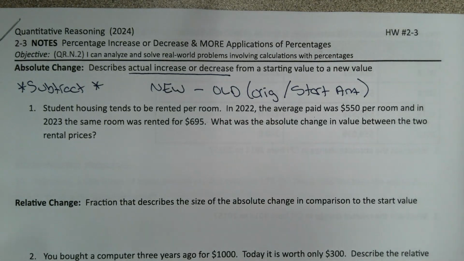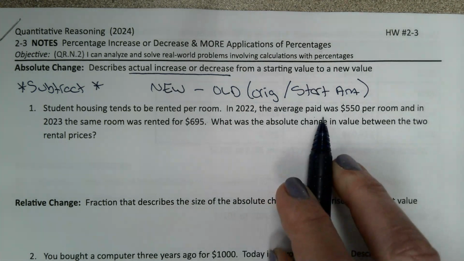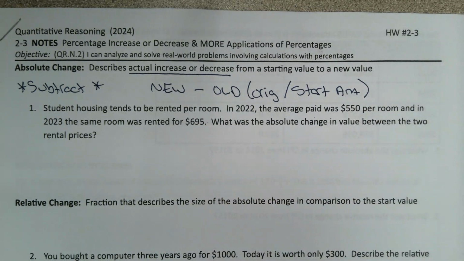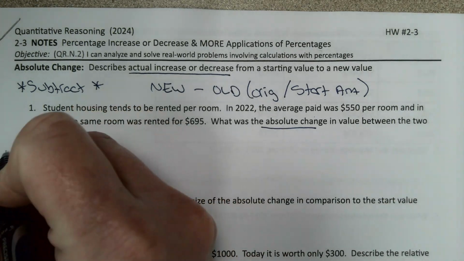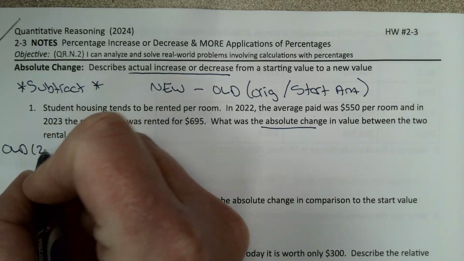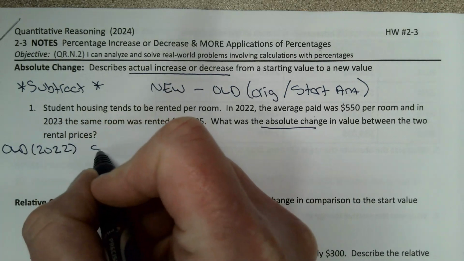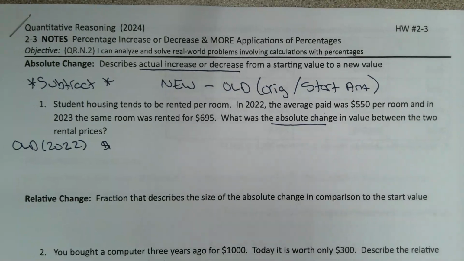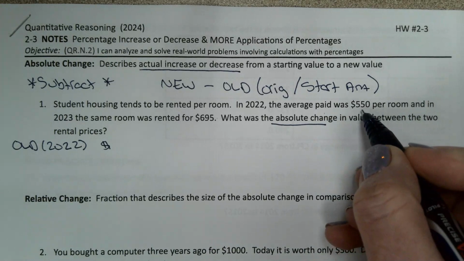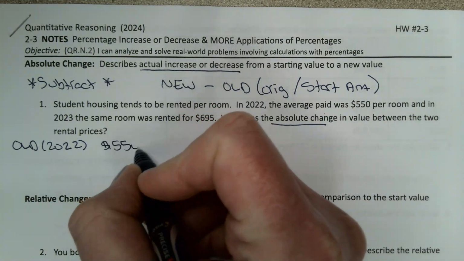Student housing tends to be rented per room. In 2022, the average was $550 per room, and in 2023, the same room was rented for $695. What was the absolute change between the two rental prices? All right, so the old amount, which was in 2022, is $550.